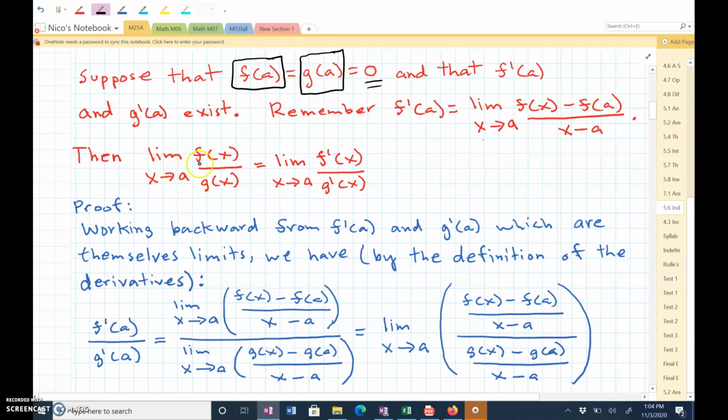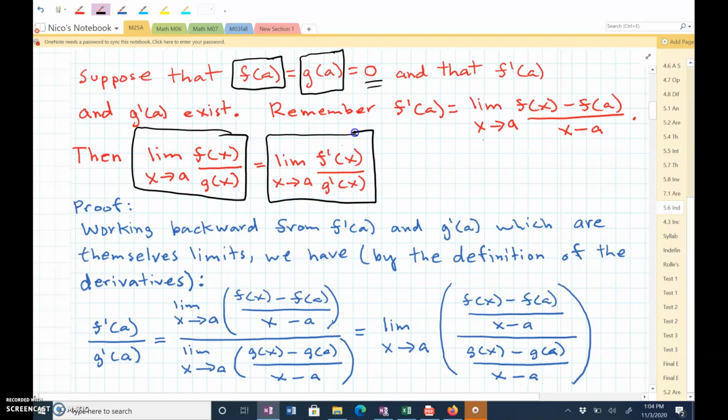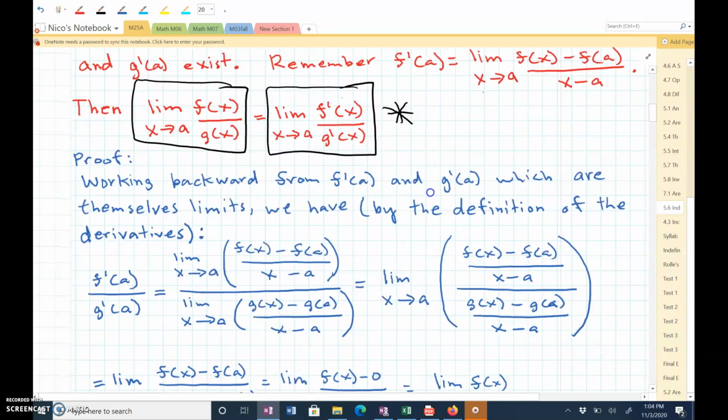Then, L'Hopital's rule concludes that if you have the limit as x approaches a of f of x divided by g of x, that's going to be equal to the limit as x approaches a of the derivative of f of x all over the derivative of g of x. So this is what we're trying to prove. I'm starting with this supposition. To prove it, we're going to work backwards.